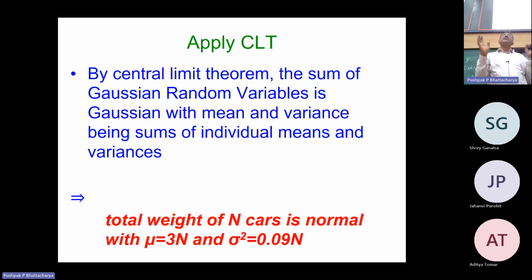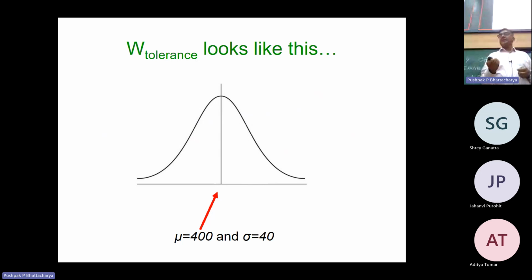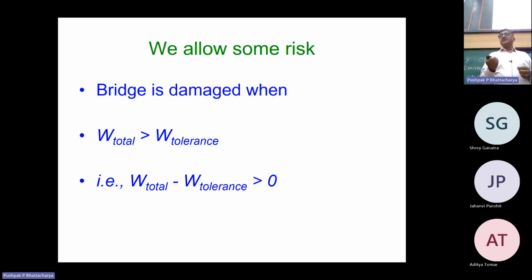So the sum of the weights of the cars on the bridge, that also will be normally distributed. Its mean will be equal to 3n, 3 plus 3 plus 3 up to n times. And sigma squared, the variance, will be 0.09 times n. Good. Okay, so the total weight on the bridge has been now cast into a normal distribution in terms of n: 3n mean and 0.09n variance. Okay, fine. So W tolerance looks like this, fine.